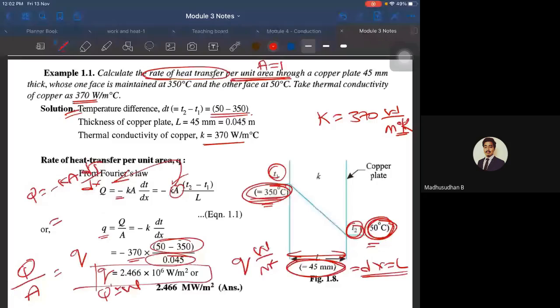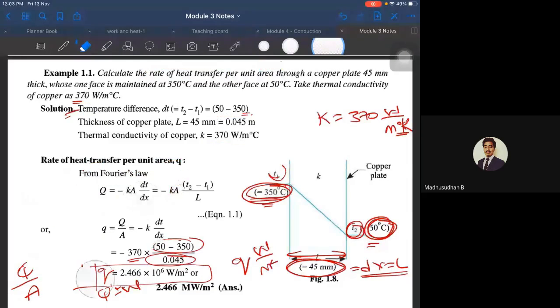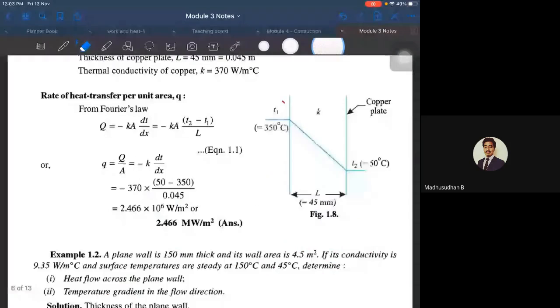Any doubts in this problem? Anything you did not understand? These are easy problems. All these are very, very easy problems. Let us look into another problem.